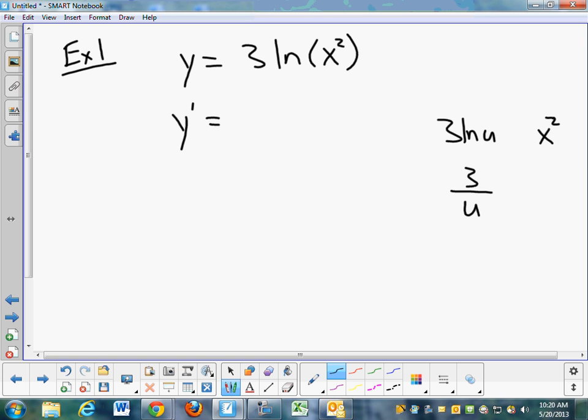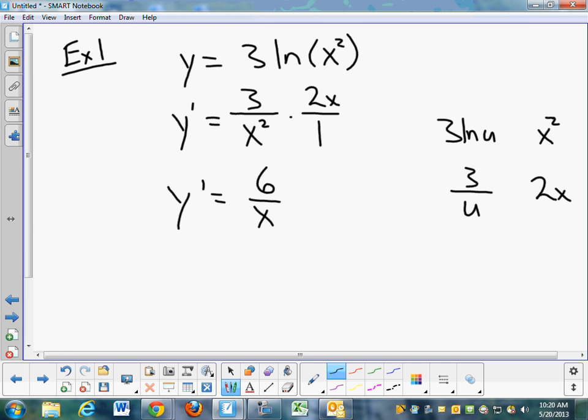Yep. Yeah, we're doing the chain rule. What's the derivative of x squared? 2x. So what we can do now at this point is multiply them together. So y prime is going to be 3 over, what is u? x squared, times 2x over 1. So you get y prime is equal to 6 over x. That is the derivative.